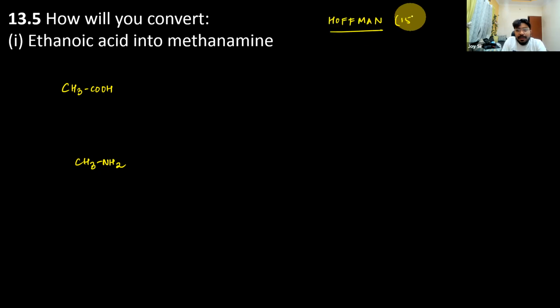Okay, Hoffmann bromamide reaction is number 15 in the PDF, you will get that. I'll tell you exactly the steps in the PDF. Acetic acid: first, since we want to remove a carbon, we'll do number 14. Number 14 is acid with NH3 and heat it. With NH3 and heat, this will become CH3CONH2.